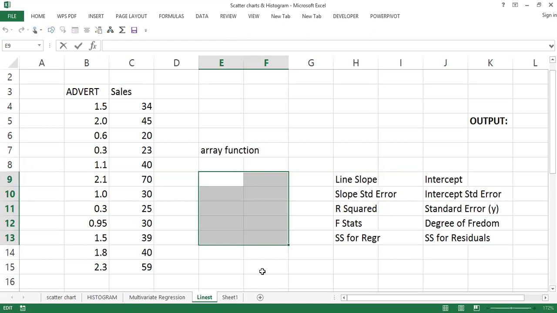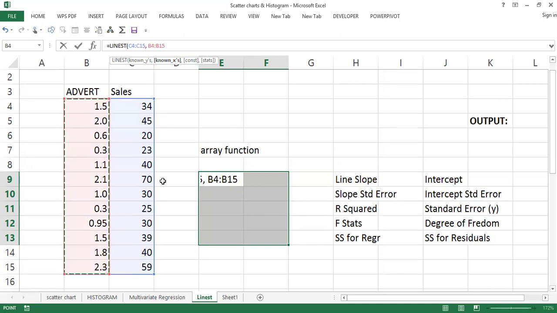So you click in the formula bar and say equals what? Equals Linest. You have to start with equals Linest, and then Excel will guide you on what to do. First of all, it's asking for the known Ys. What are the Ys? Sales, right? You highlight the sales. What next? Known Xs. You highlight the adverts.